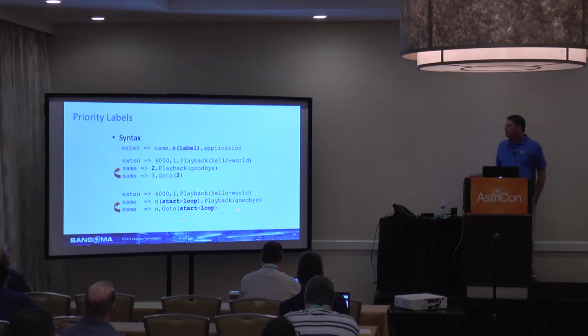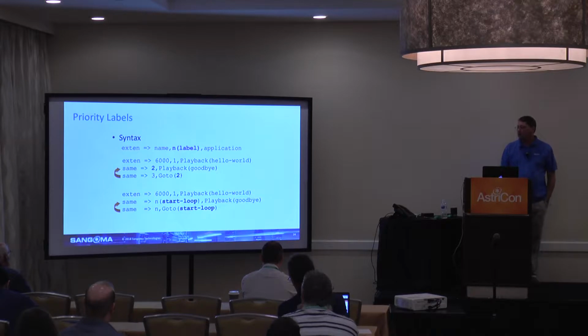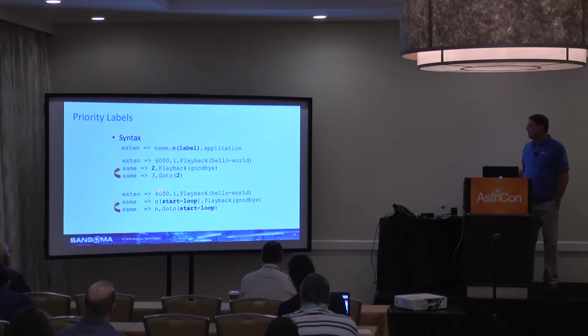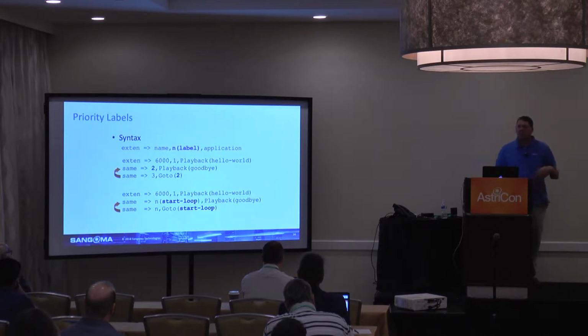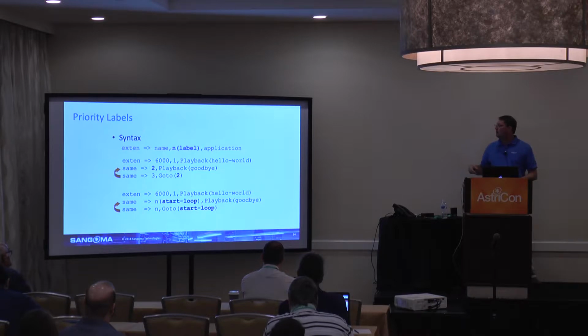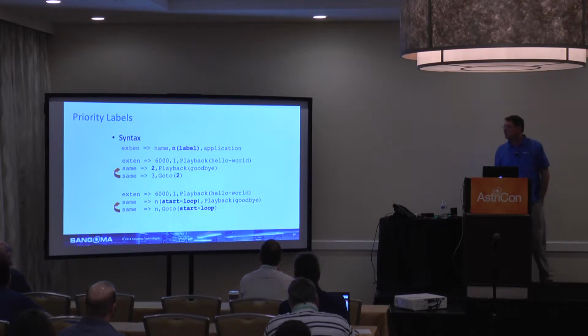You can also go to a label. So in this case, we're going to say go to start loop rather than go to 2. And why would we want to do that? Use a label to redirect to. Maybe you'd want to add a priority in between the two, or up above the start loop one. In that case, it would be priority 3 and not priority 2 anymore. So if you use labels, it always goes to the right place.